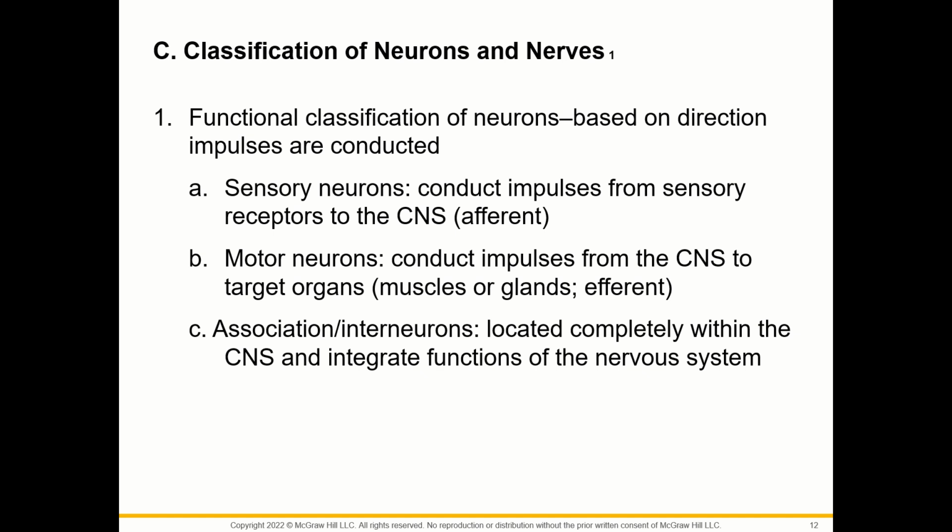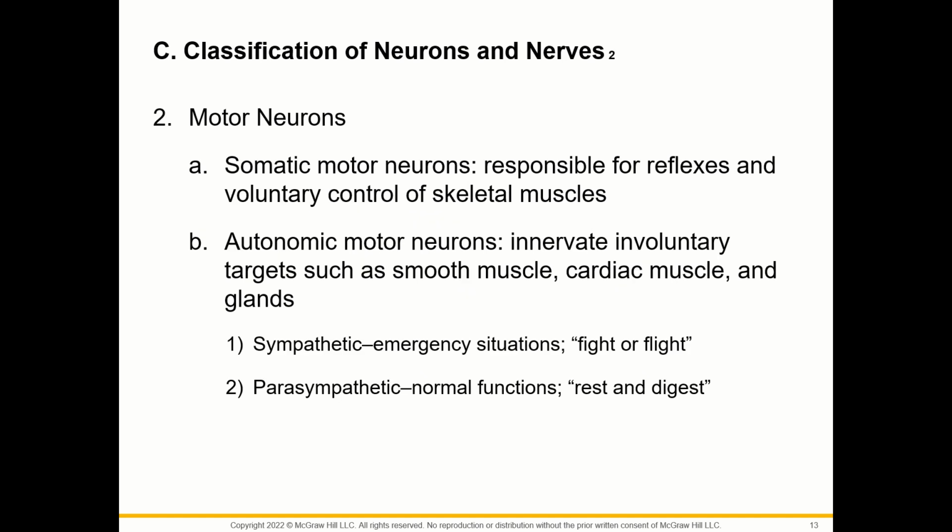Then we have the association or interneurons. These are located completely within the central nervous system, and they integrate functions of the nervous system. As I explained earlier in that loop, all the things that are in between the sensory neurons and the motor neurons are called interneurons, and they're connecting everything together. Because remember, the central nervous system and the peripheral nervous system are connected. Even though it's two names and they consider it two divisions, it's all very much connected.